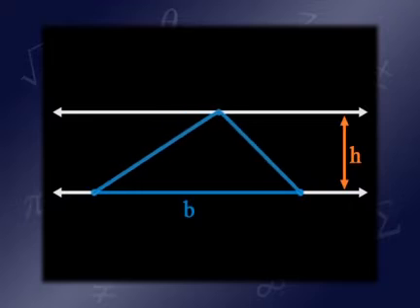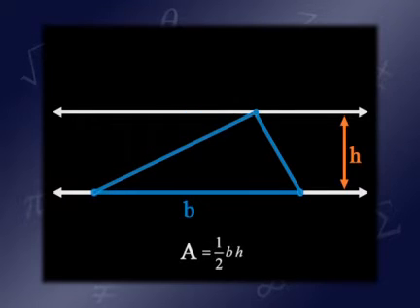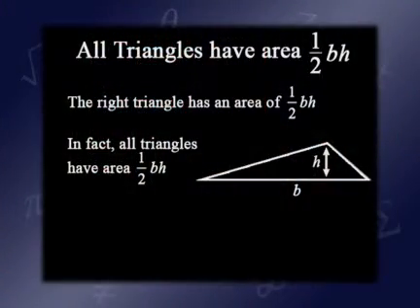It's 1/2 base times height. No matter how you slide that point in the top line, all those triangles have the same area. That to me is surprising when you look at it. Let's prove it now. Okay, so here's a triangle whose base is length b and whose height is h.